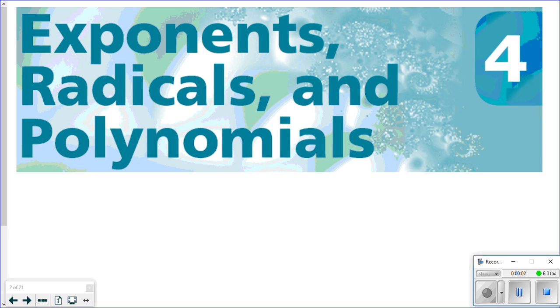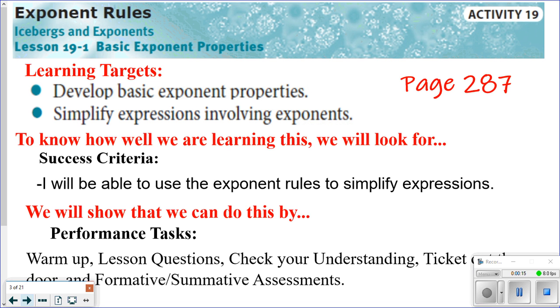We are starting a brand new unit called exponents, radicals, and polynomials. So this is going to be new topics that we have not seen or learned about yet this school year. So go ahead and open your book to page 287. We are starting in lesson 19.1, covering exponent rules and the basic exponent properties.